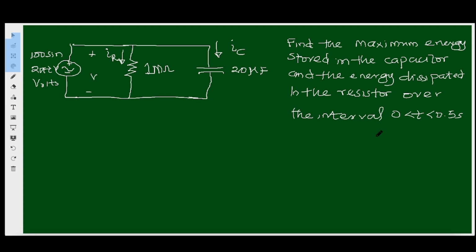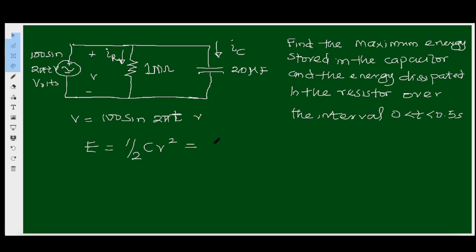The only source of energy in this circuit is the independent voltage source, which has a value of 100 sine 2 pi t volts. And we are only interested in the time interval of 0 to 0.5 seconds. So let us determine the energy in the capacitor by evaluating the voltage. So energy is 1 over 2 CV squared. So what does that give us?